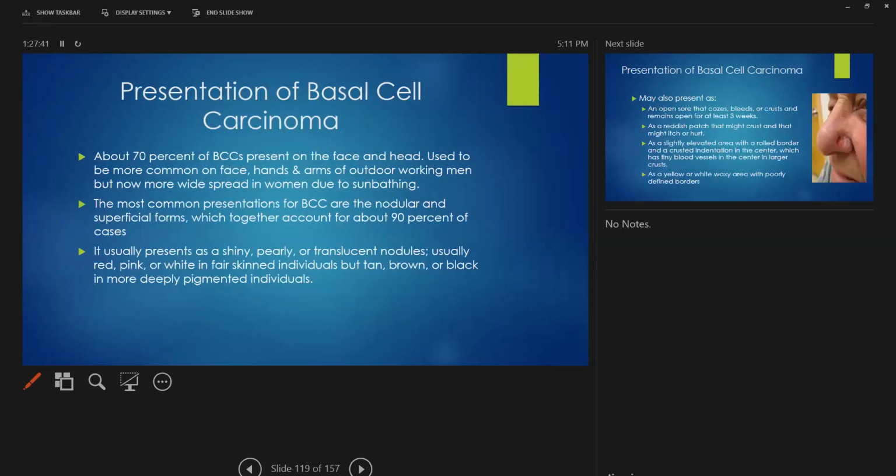So the presentation is about 70% of people will present in some area that is exposed to the sunlight or UV light. Most common presentations are a nodular superficial form. They account for about 90%. Usually presents as a shiny, pearly, or translucent nodule, usually red, pink, or white in fair-skinned individuals, but tan, brown, or black in more deeply pigmented individuals. So basically, on lighter people, it presents lighter. On people who have a darker skin tone, it presents darker.